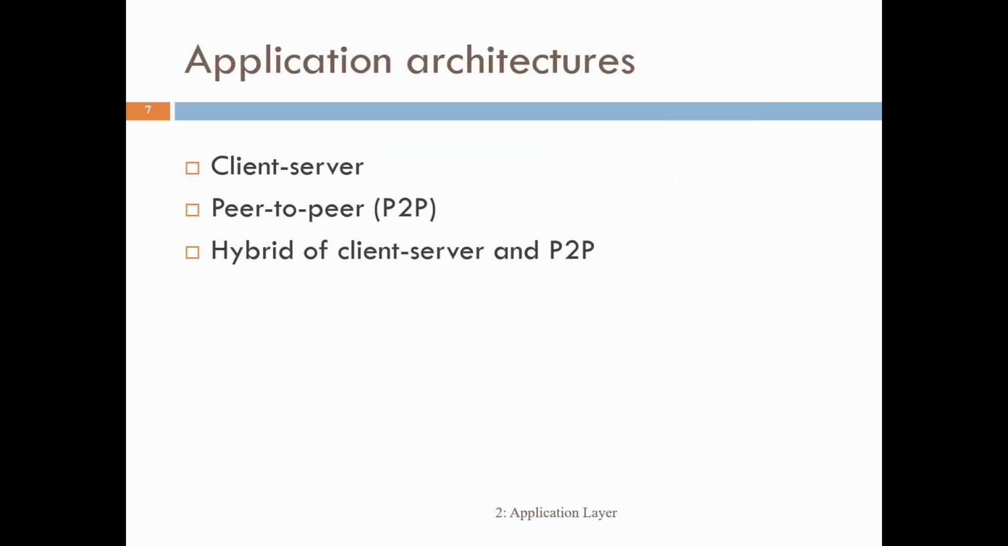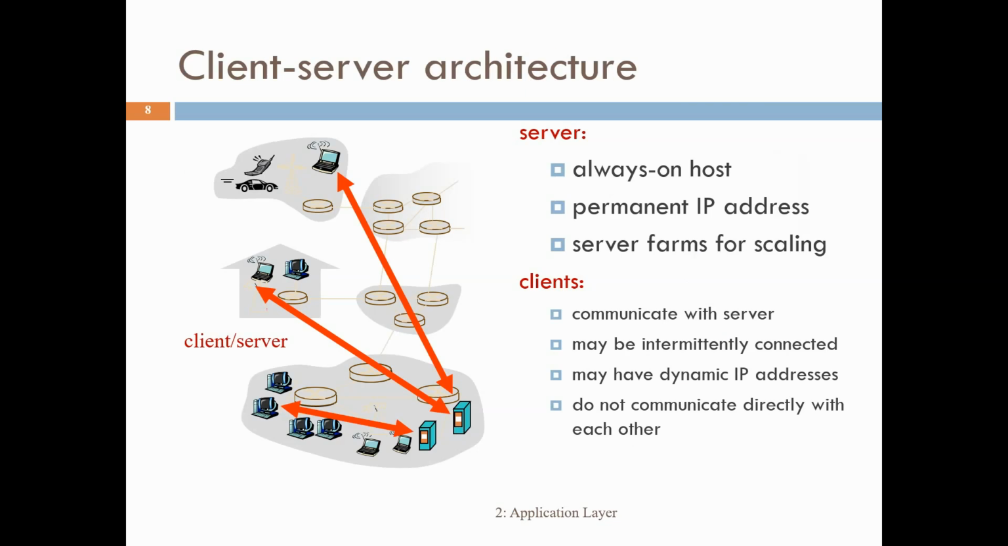In client server, the companies have to invest a lot of money in establishing infrastructure, in establishing the data center that will carry the data. And these servers are always on and they have permanent IP addresses. Big companies have what are called server farms so that they can accommodate a large number of requests at any given time.